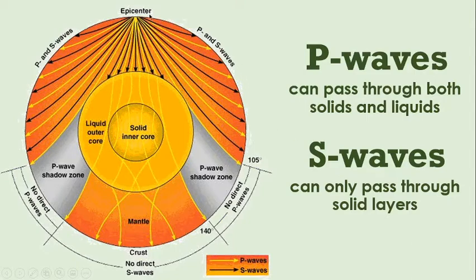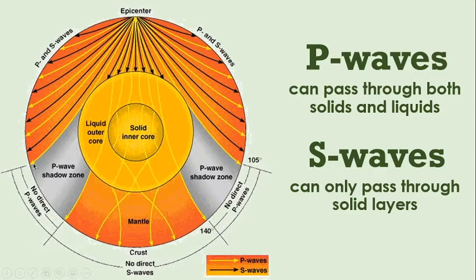Your S waves, on the other hand, can only pass through the solid layers. So your S waves, the black arrows, will propagate only through solid. So when there's a liquid layer, it will completely stop your S waves from propagating, meaning you won't detect any S waves beyond that liquid circle or liquid layer of the Earth.